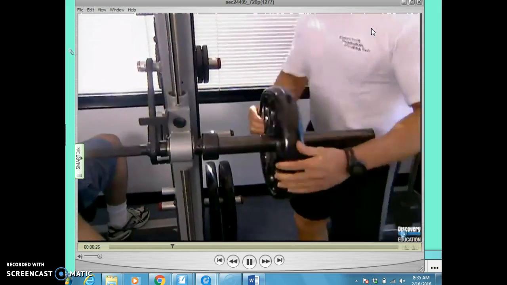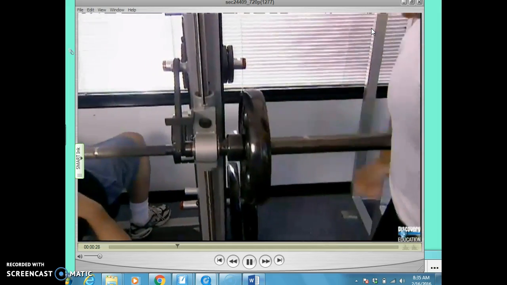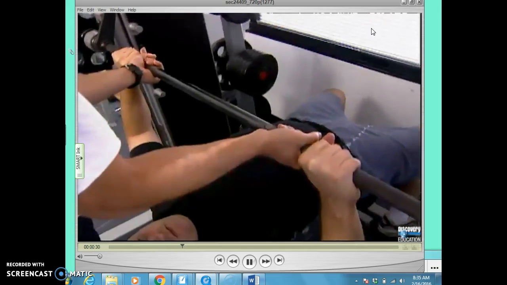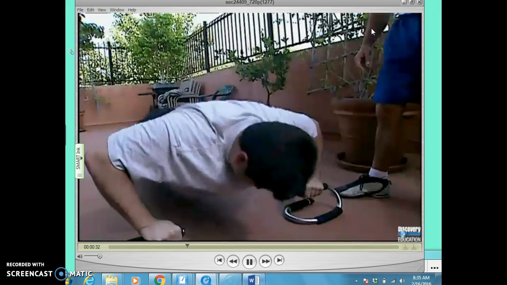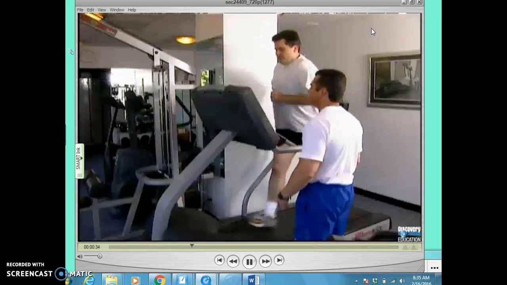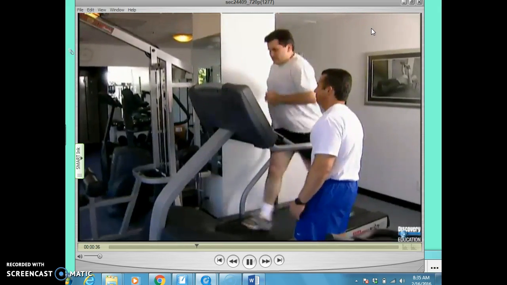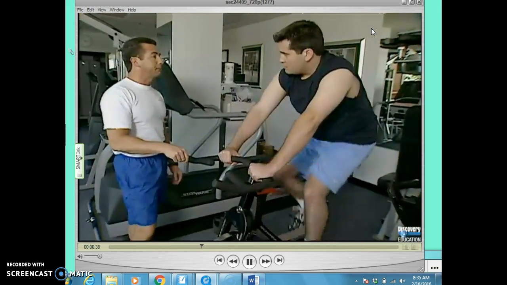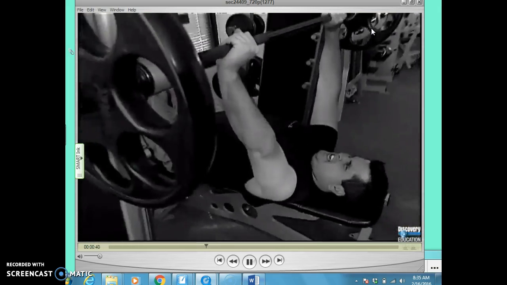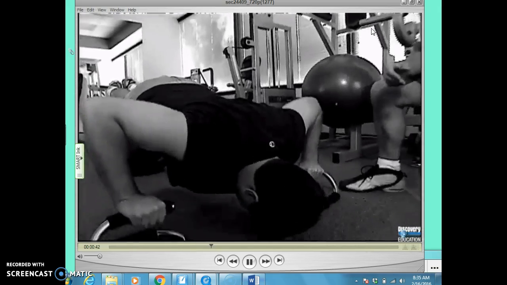To get started, Robert and his trainer figure out what he can do comfortably: how much weight he can lift, how many push-ups he can do, and how long he can run. Then, each week, Robert will increase the amount of weight, the number of push-ups, and his running time.